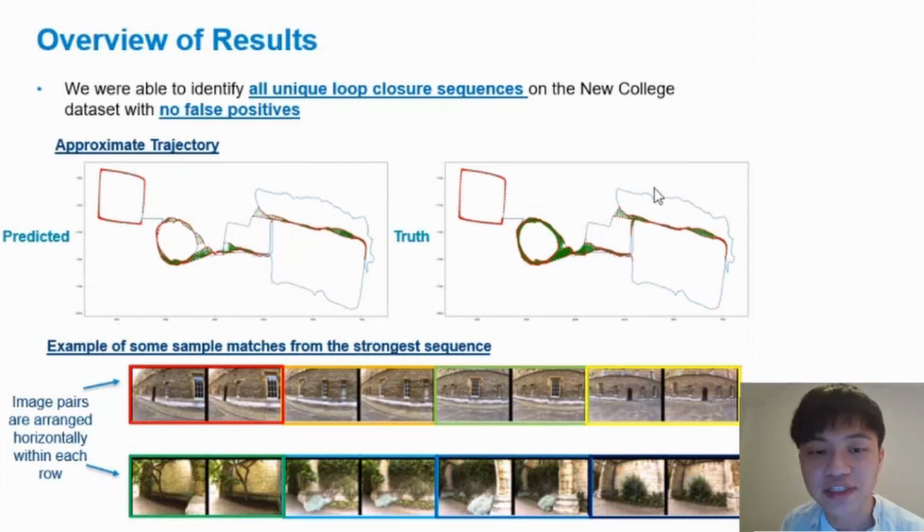Our trajectory is also very similar to the ground truth approximate trajectory provided by the dataset itself. Here are also some of the image matches that we have identified, and all of these are correct image matches. So we are able to identify all of the unique loop closure sequences on this dataset with no false positives detected.